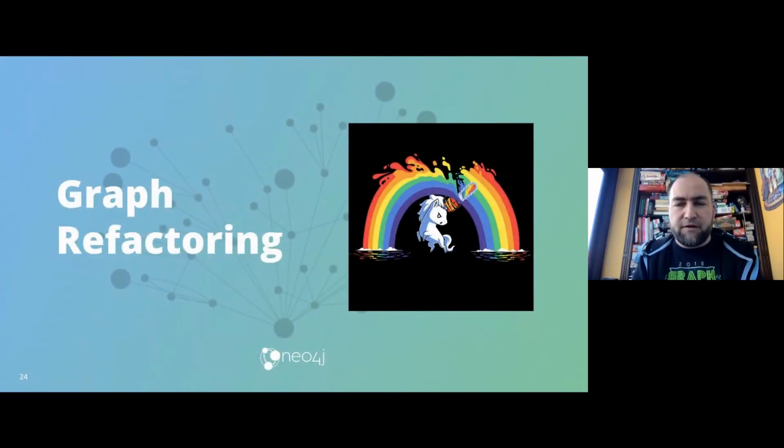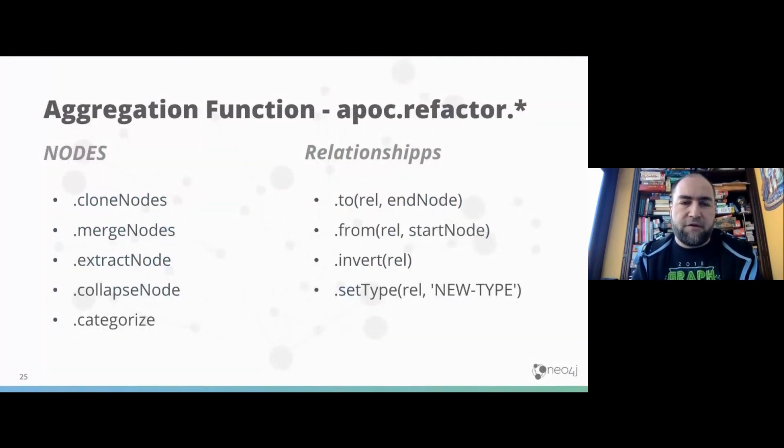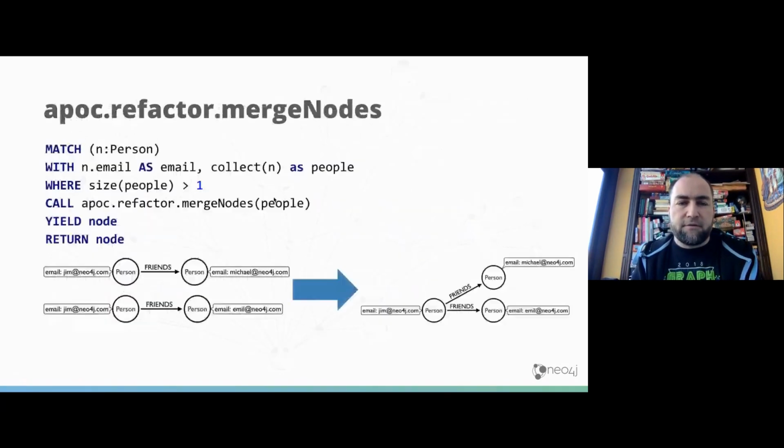Graph refactoring is quite important as well, because oftentimes you get new requirements or you want to change the shape of your graph. And so it can do a lot of things on both nodes and relationships. It can clone nodes, merge nodes, extract nodes from a relationship, collapse the relationship into a node, can categorize nodes, pull out a category node, for instance. It can rename relationships. It can redirect relationships or invert them, for instance. So that's quite useful. And so you can use that quite a lot.